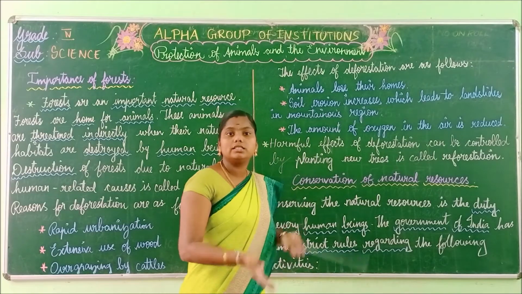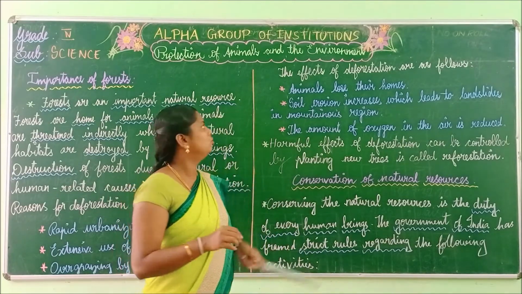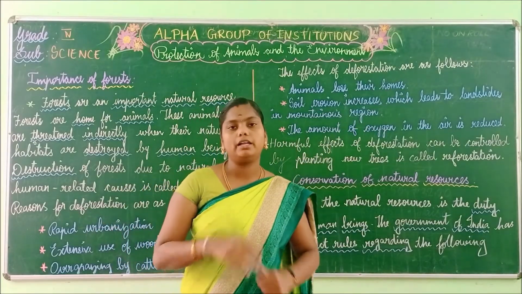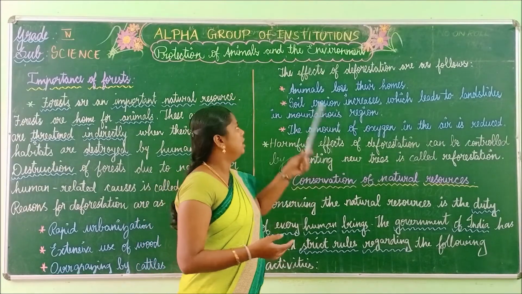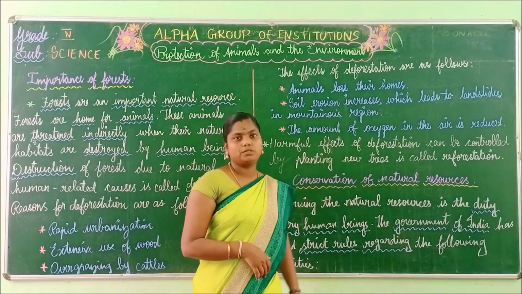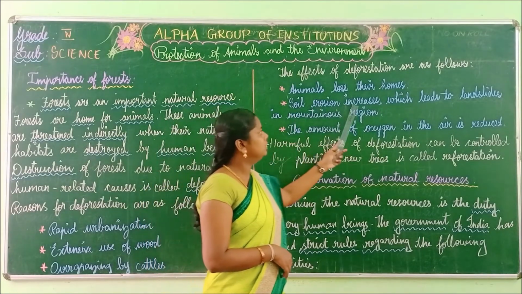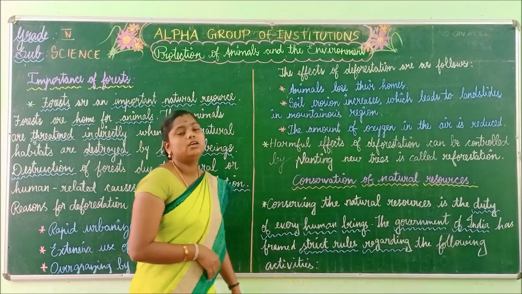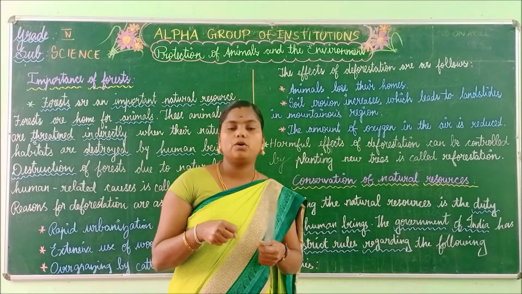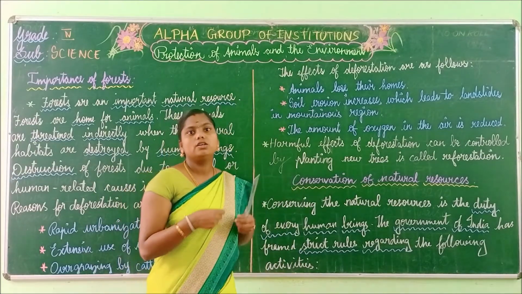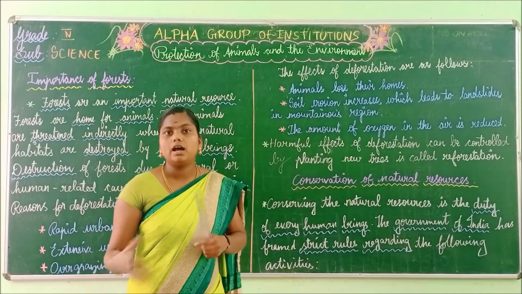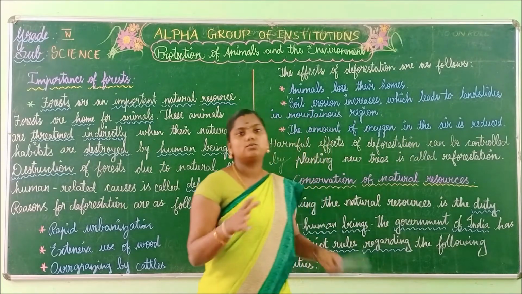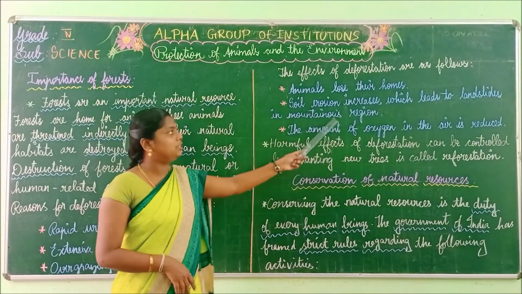The next one, the effects of deforestation are as follows. So when deforestation has occurred, what are the effects that follow? Animals lose their homes. So we already said forest is the home of animals. So when there is no forest, what happens? Animals lose their homes. Soil erosion increases, which leads to landslides in mountainous regions. When there are no trees, the trees won't hold the soil. So what happens here? Soil erosion occurs. When soil erosion occurs, it leads to landslides, small or big holes in the mountainous regions.